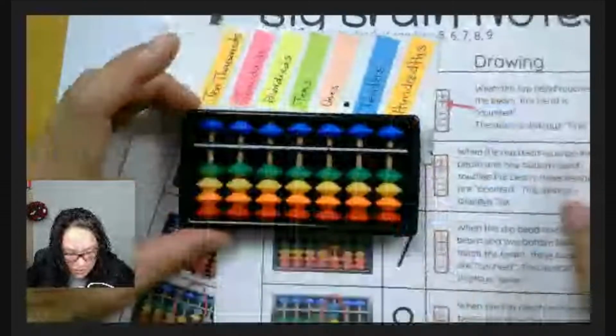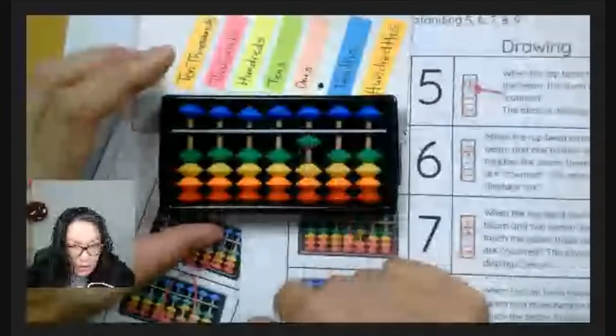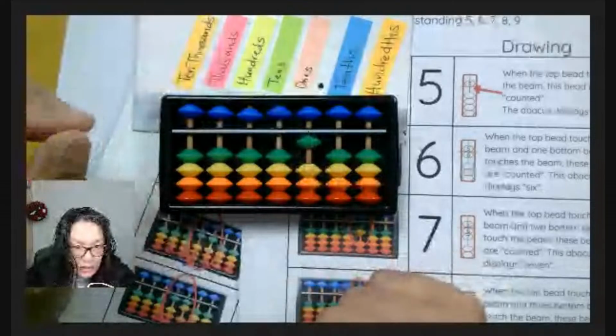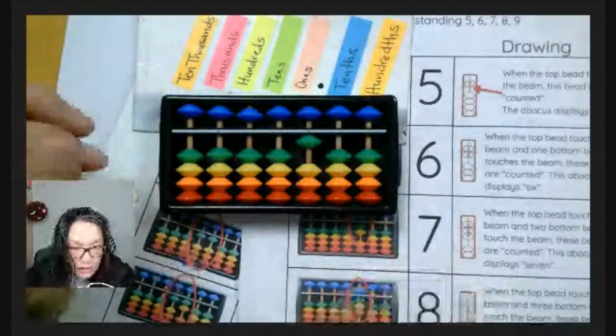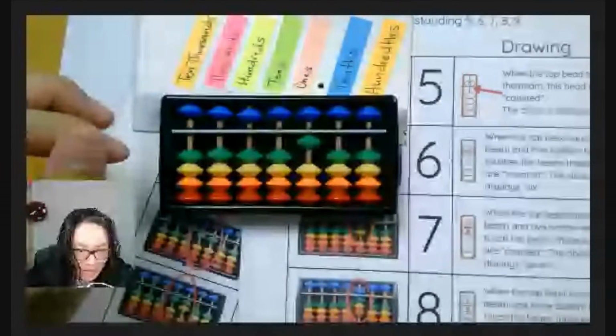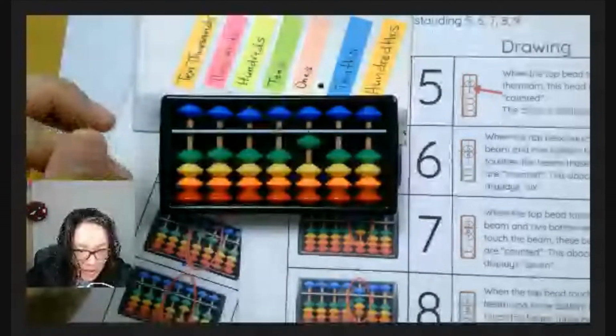So let's review again. Review. This is 1. Sorry, all of these people are coming in. Hold on, hold on. Why do you know this? What made you learn this?